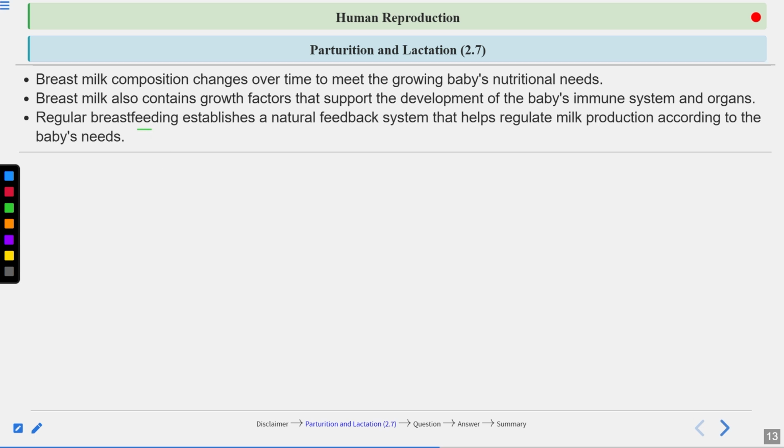Now, regular breastfeeding establishes a natural feedback system that helps regulate milk production according to the baby's need. So why is breastfeeding recommended? First of all, it provides nutrition and protection to the newborn, and also if the mother is regularly breastfeeding, this establishes a natural feedback system. And this helps to regulate the milk production according to the baby's need.